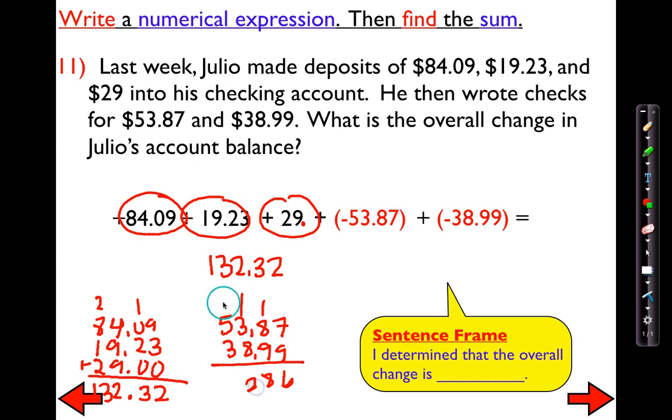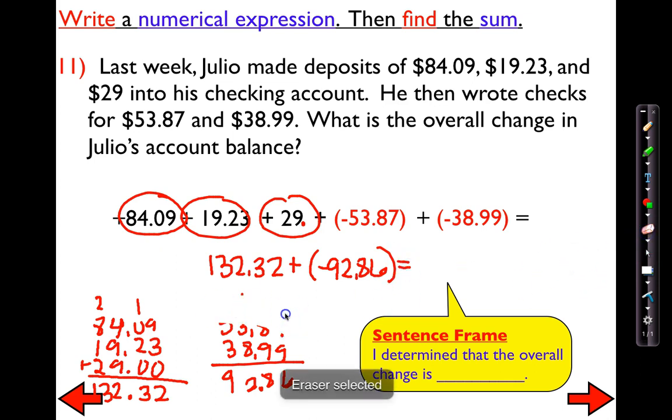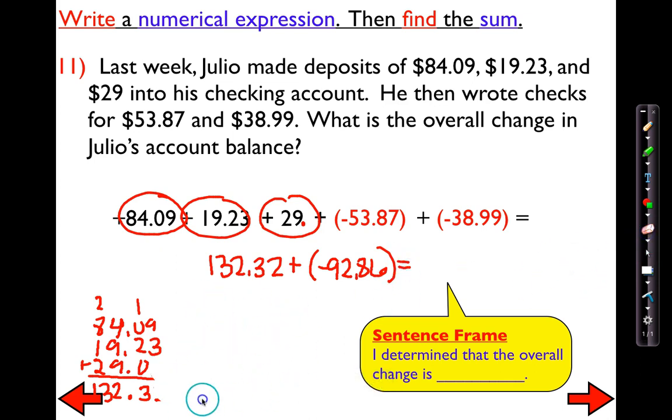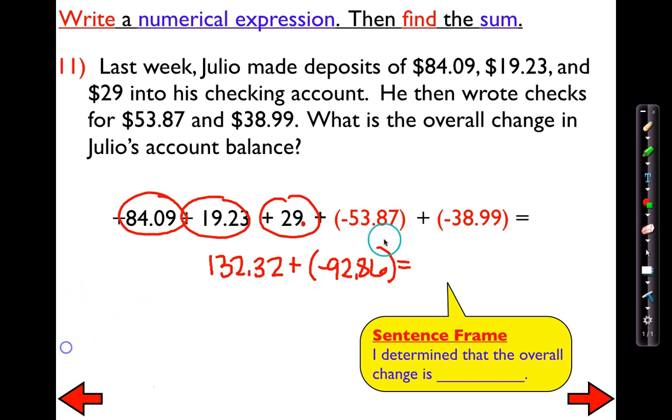And I get, let's see, 8, 9. Bring down that decimal. So we're going to go ahead and put plus and negative $92.86. I'm not done yet. I need to, at this point, compare positives with negatives. Definitely would say that there's definitely more positives than there are negatives.